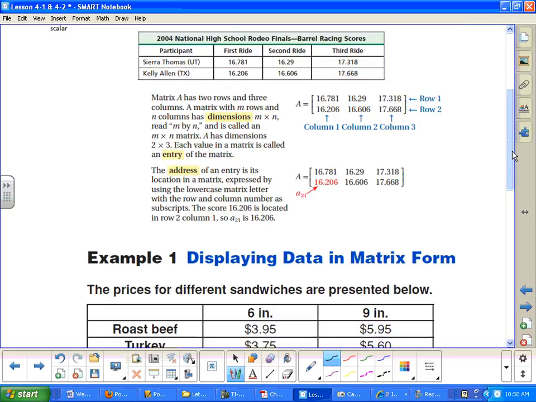So today we're going to look at just setting up a matrix and then doing a little bit of addition, subtraction, and multiplying by a scalar or a constant. Okay, doing some distributing.